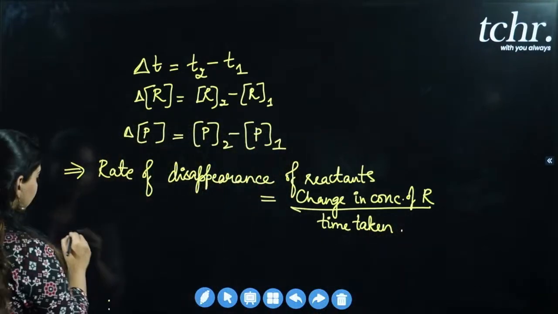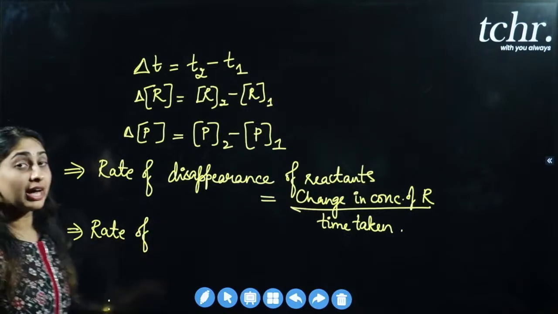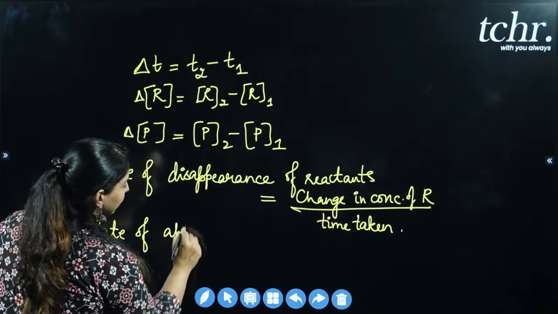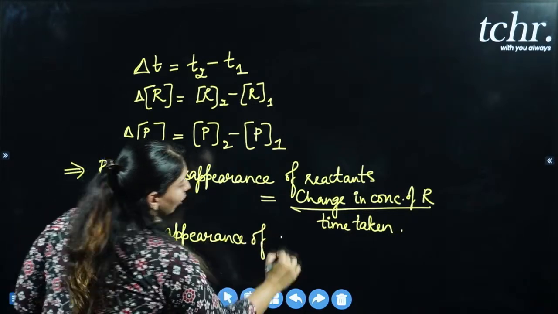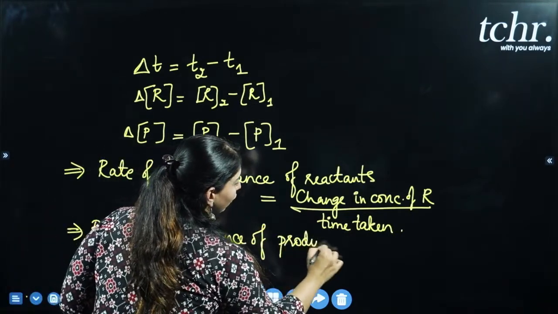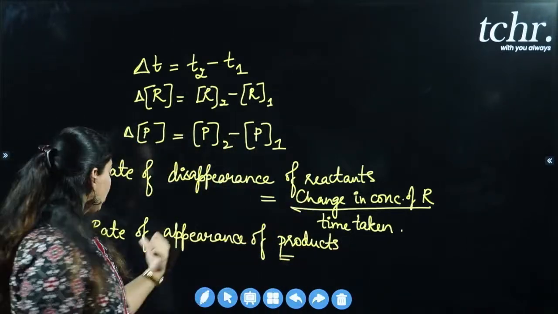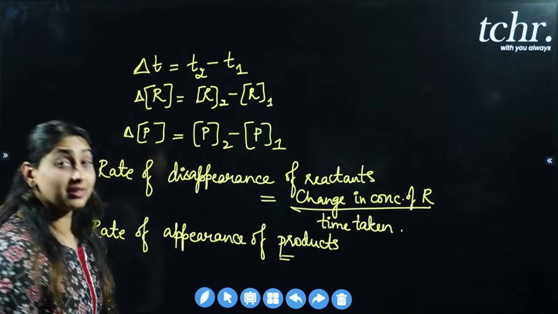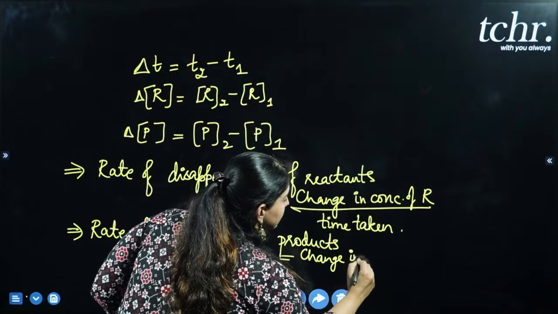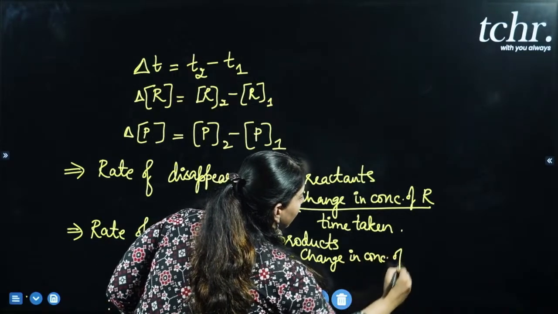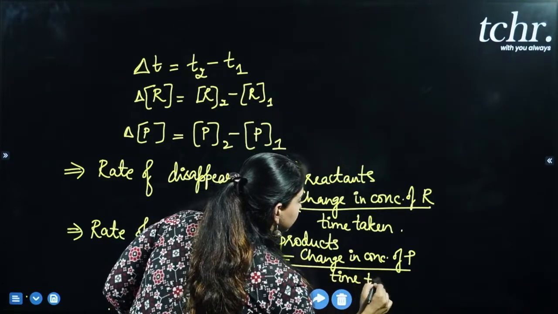Can you tell me how to write the expression for rate of appearance of products based on the same concept? Please let me know. So rate of appearance of products will be equal to, again, change in concentration of products divided by time taken. Again the same thing.